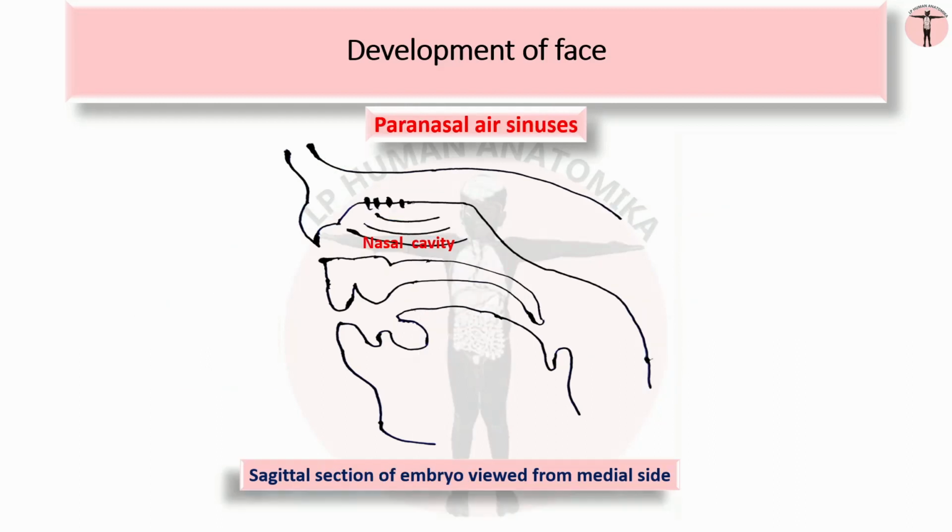Now, coming to the development of the paranasal air sinuses, they develop as diverticula or outgrowths of the lateral nasal wall and extend into the ethmoid at the roof of the nasal cavity next to the developing orbit, into the frontal bone anteriorly, and into the sphenoid bones posterior to the nasal cavity. The fourth outgrowth is the extension into the maxilla, which cannot be shown in this diagram since it is on the lateral side of the nasal cavity.